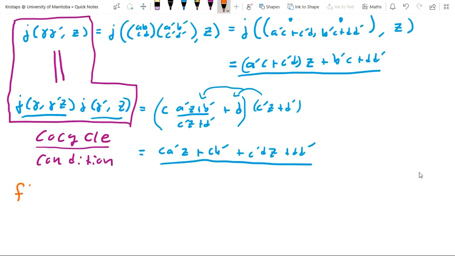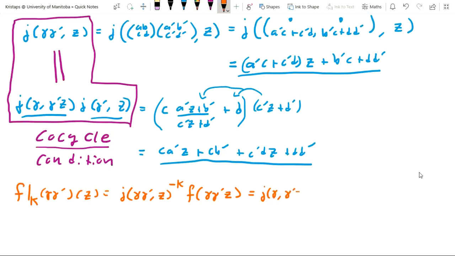So if I were to take the weight K operator of the product of the matrices gamma and gamma prime of our function f, well, writing this out, the factor of automorphy comes out in front with gamma gamma prime and Z, and this would go to the power of negative K. And of course we have inside both these matrices acting on Z. And now using our cocycle condition, we can break this expression open to the factor of automorphy of gamma on gamma prime Z to the negative K multiplied by the factor of automorphy of gamma prime Z to the negative K.